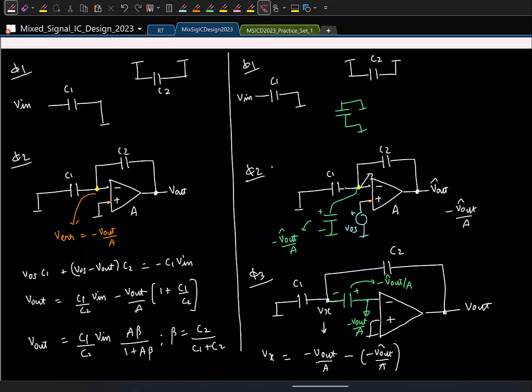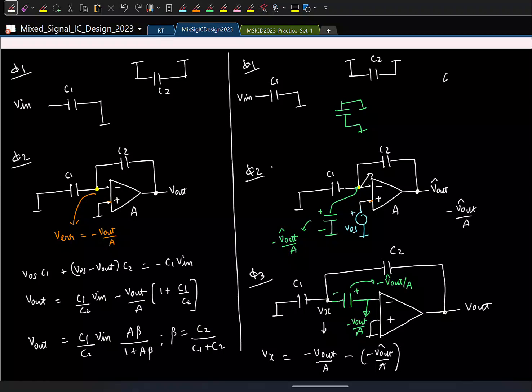Exactly, it doesn't get cancelled completely. Offset will get cancelled, right? In the last case also we saw it doesn't get exactly cancelled. We can't get a complete estimate of the offset voltage. We have a finite gain, so you can't exactly find what that offset voltage is. You can only get an estimate of the offset. Is that okay?